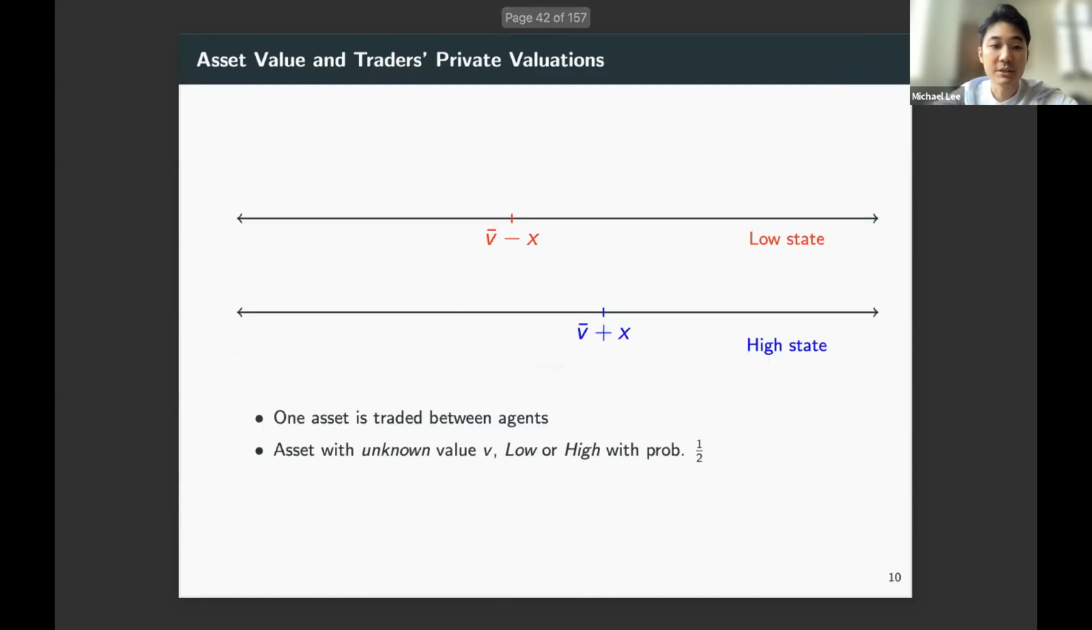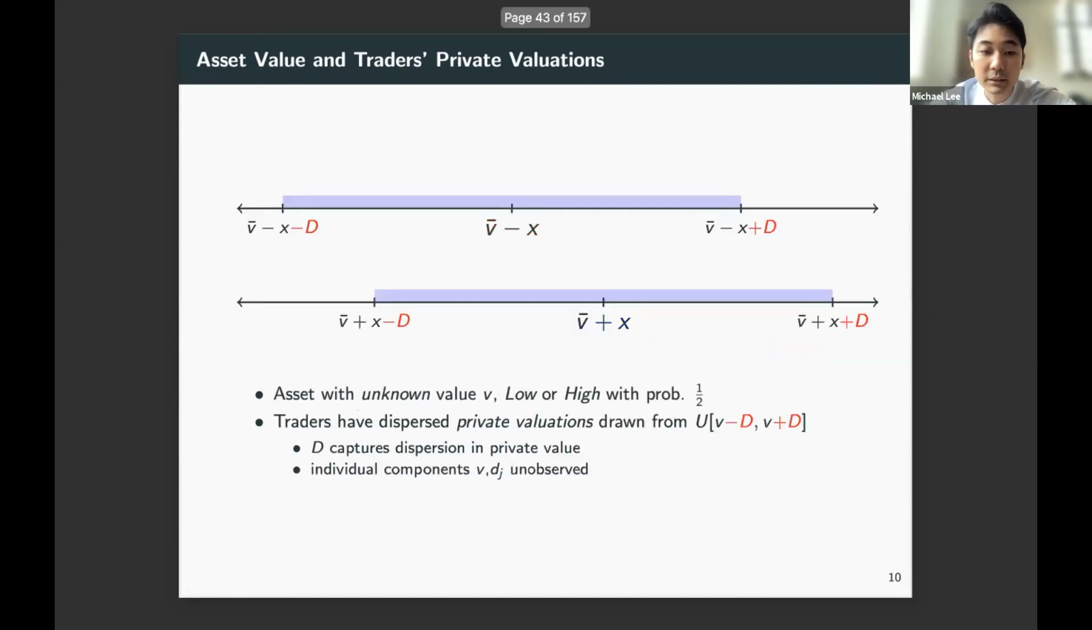Now, in this market, there's a single asset that's traded between agents. The asset has some value V that's unknown to all initially. It is in either a low or a high state, where the value in the low state is V bar minus X, and in the high state is V bar plus X. So with equal probability, the value is high or low.